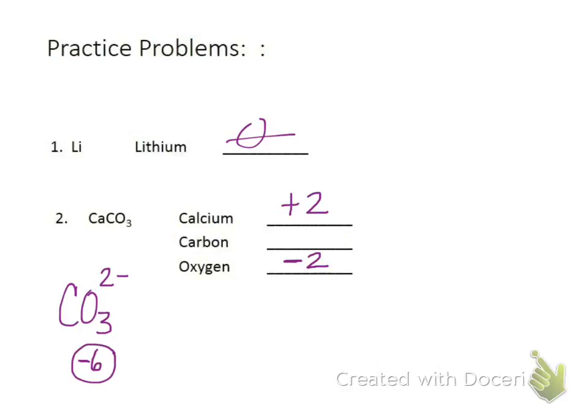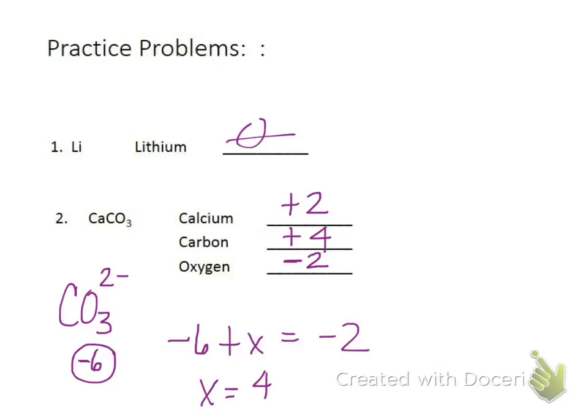-6. So I basically need to see what carbon needs to be so that the overall charge of that polyatomic is a -2. So you can do it in your head, or you can say -6 plus x equals -2. What's x equal to? 4. So you can do it that way, or you can look in your head and go, it's got to be a +4. So the carbon's oxidation state would be a +4 in this compound. It can be different in different compounds. Okay?